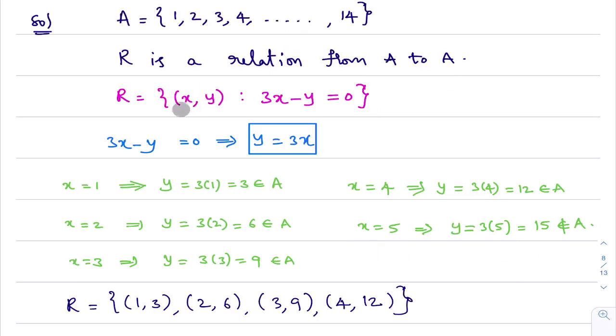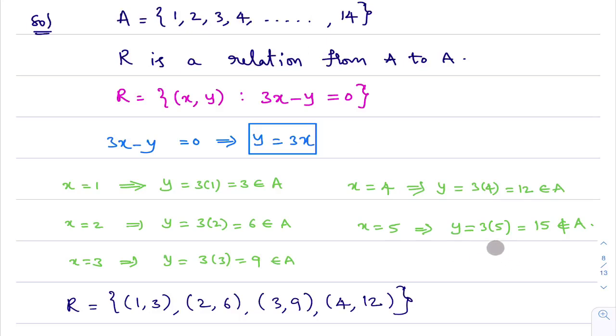Here, x value must be present in set A, y value also must be present in set A. If I take x equal to 7, y does not belong to set A. Try to understand. Here x is in set A, y is also in set A. That's why I am not considering other elements. If I take x is 14, y is 3 into 14. Is 3 into 14 present in this? No, it doesn't. I hope you are understanding.